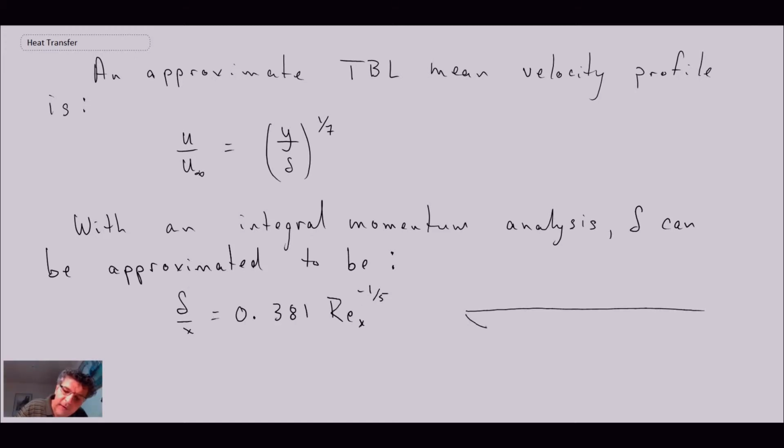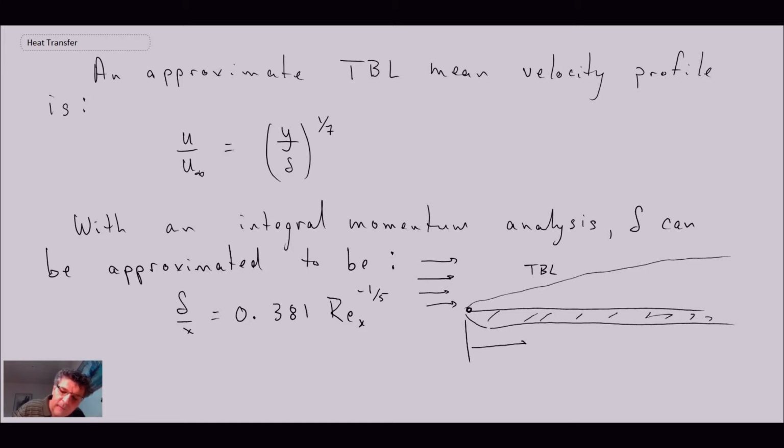And remember, this is a case where we're assuming that we have a turbulent boundary layer starting right from the beginning. In order to do that, you would have to trip the boundary layer. Maybe you put sandpaper or a wire on the front. That would be where x is measured from.